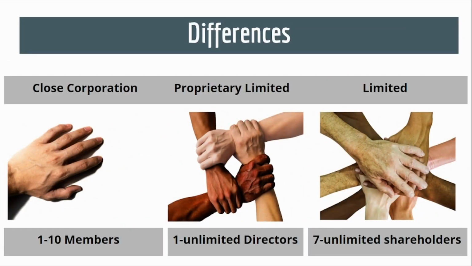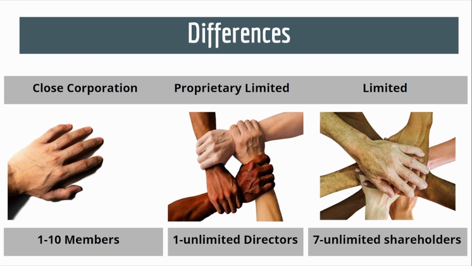Let's look at some of the different entities available. A closed corporation, which is also commonly known as a CC, is still in existence but is no longer allowed to register. Now, a CC will have from 1 to 10 members.